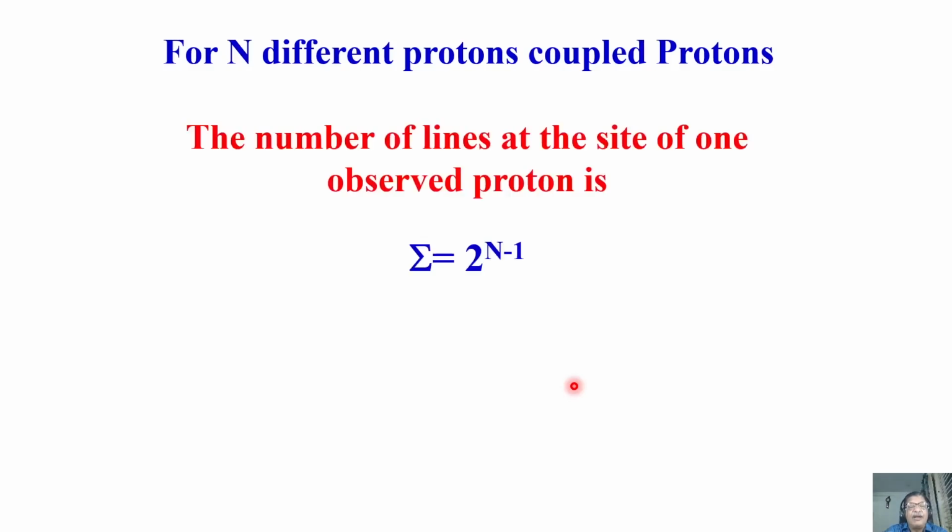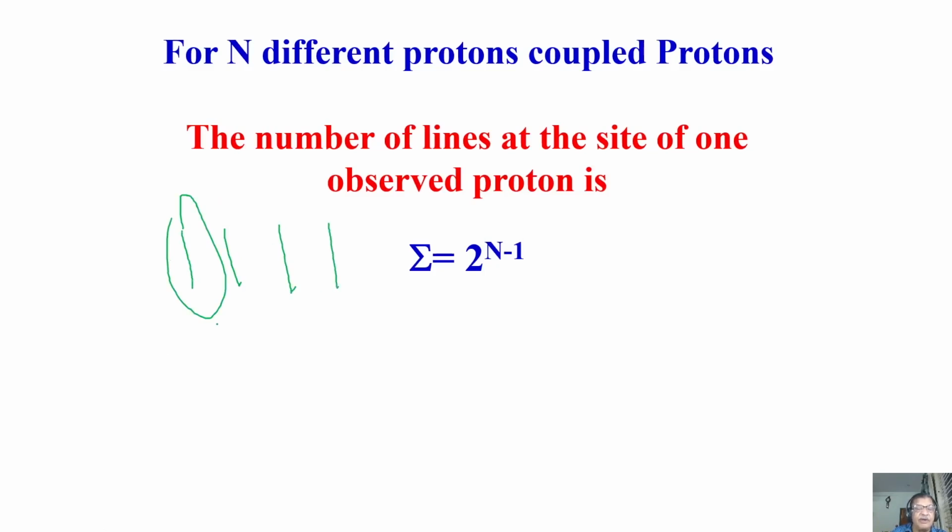Now, what is the logic? The number of lines at the site of one observed proton is given by 2 to the power of n minus 1. Okay. What is this formula I am writing? You understand? At the site of one of the observed protons, let us consider, we look at this now. I have 3 protons, 1, 2 and 3. I am looking at this proton.